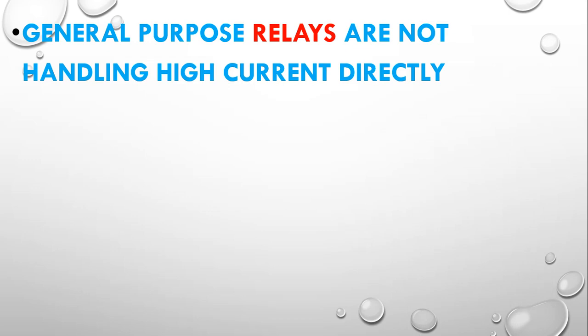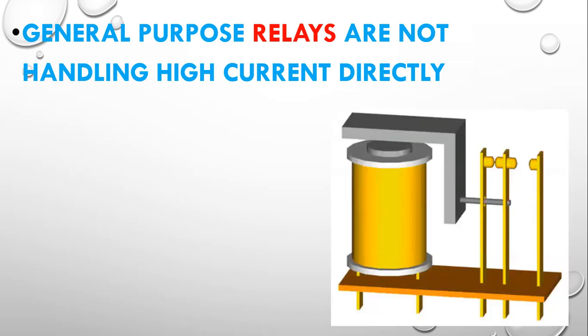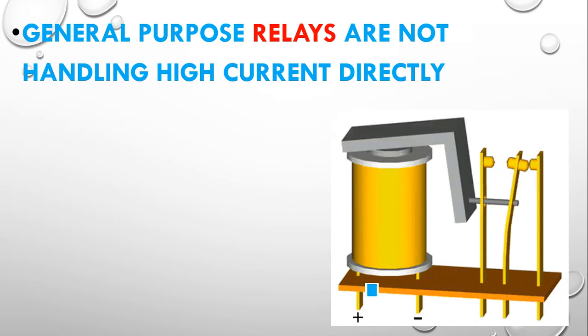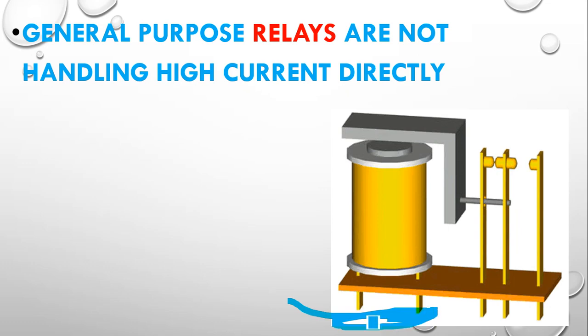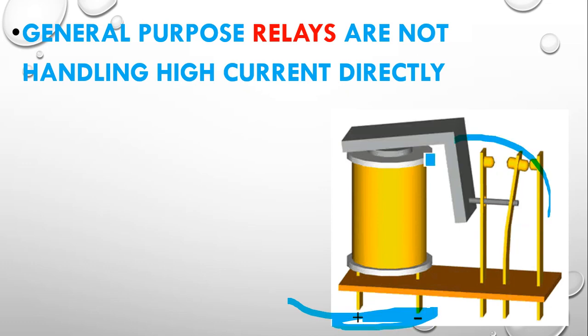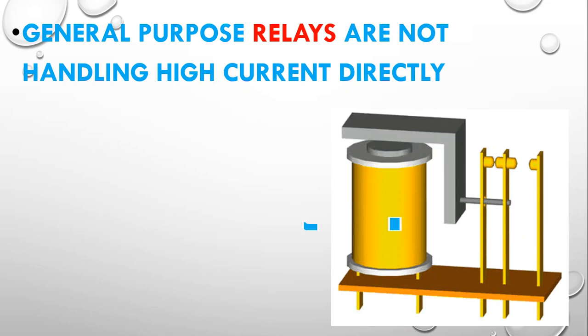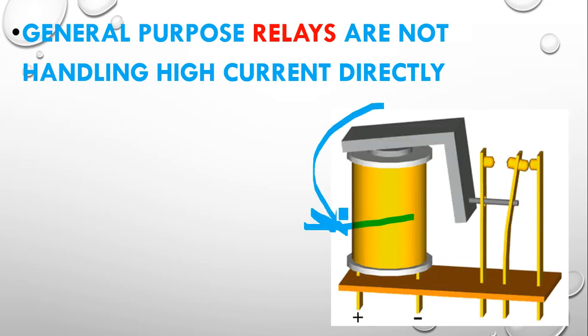Now we'll compare the relay, the contactor and the circuit breaker. The relay also works on a concept similar to the contactor. When the supply is given, positive and negative indicate the supply is given. You will be able to see the attraction of the armature. When this coil is energized, this armature goes down, attracted, and the contacts change.